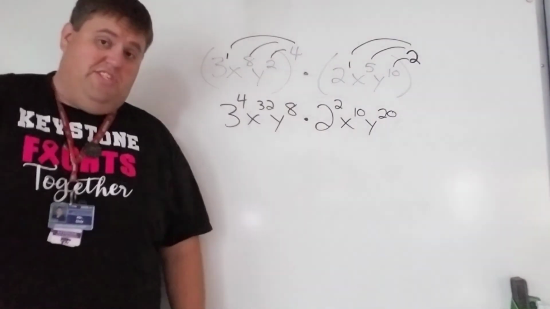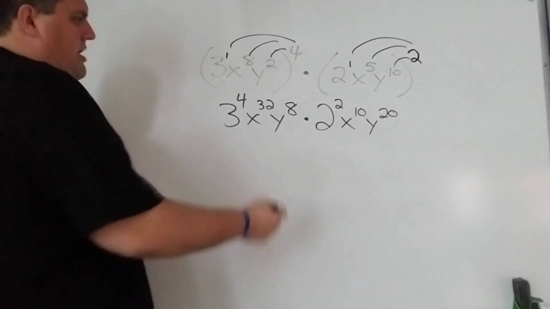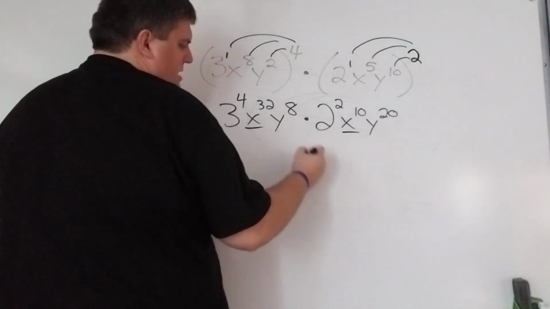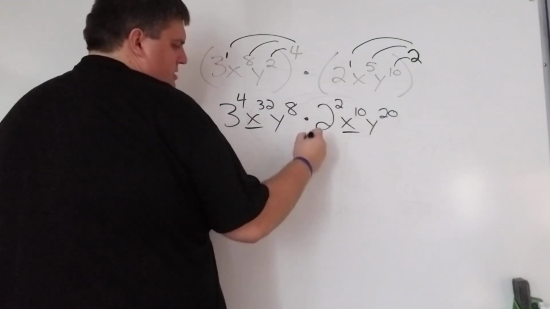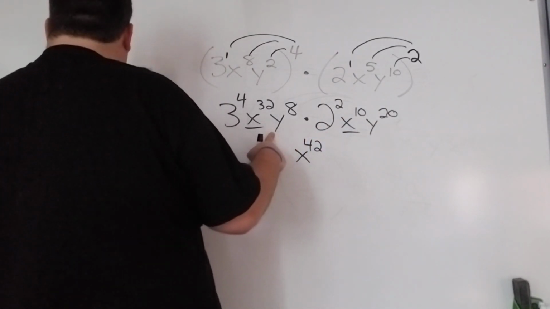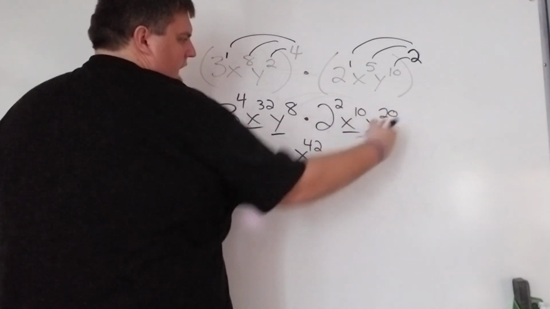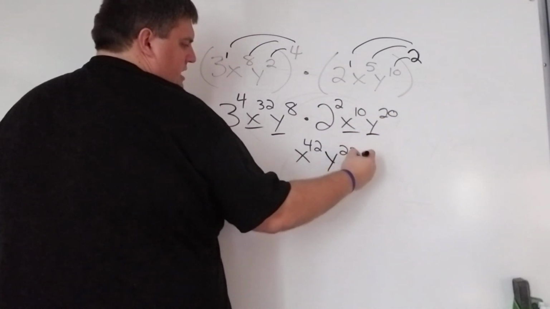So that's the first step, but we're not done, because now we can use the multiplication rule. So I know I have x's with the same base, keep the base, add their exponents. That's going to be x to the 42nd. And then y's, keep the base, add the exponents, that's y to the 28th.